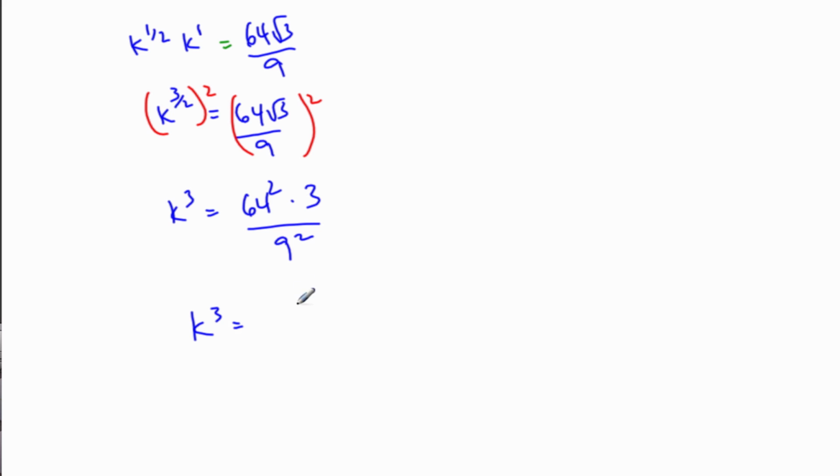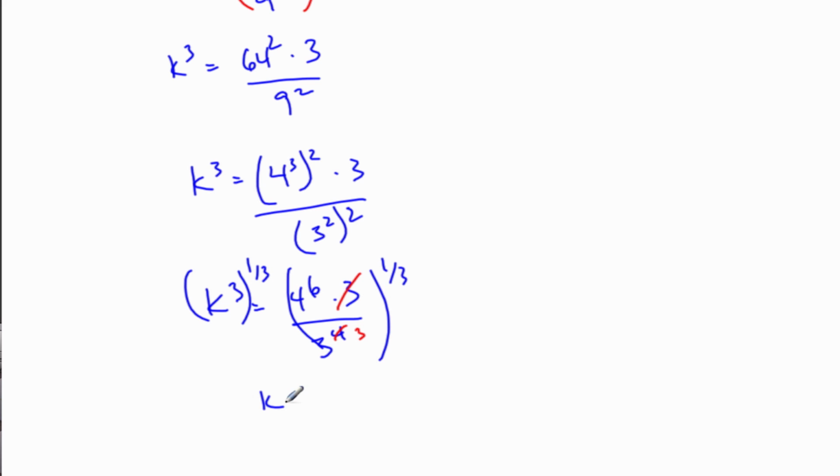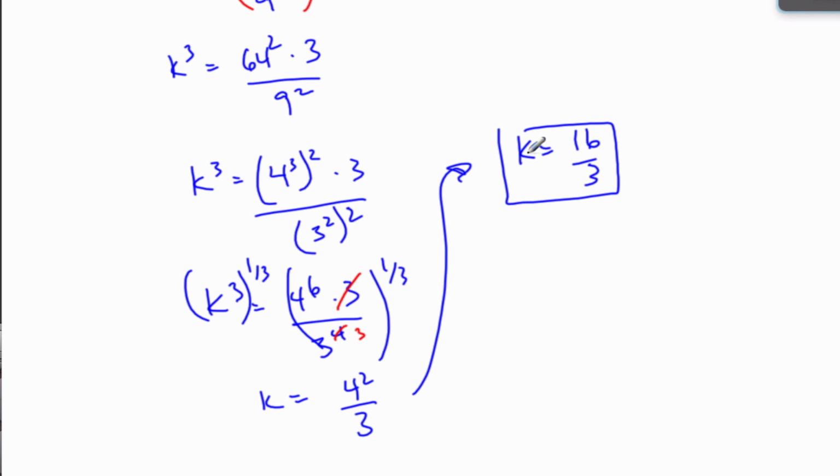Well, for k cubed, 64 I can rewrite as 4 cubed, squared, times 3. And 9 squared I can write as 3 squared, squared. Which means then that k cubed is 4 to the 6th times 3 over 3 to the 4. I can simplify that to 3 cubed. And so now, when I raise this to the power of 1/3, or cube root it, I get k is equal to 4 squared, because I multiply those, over 3. Otherwise known as k is equal to 16 over 3. That is the k value for this problem.